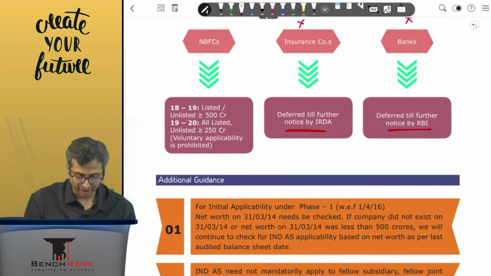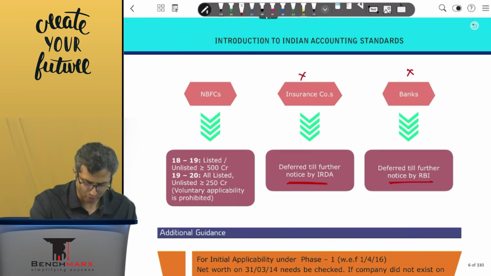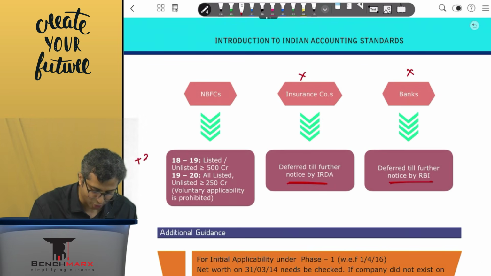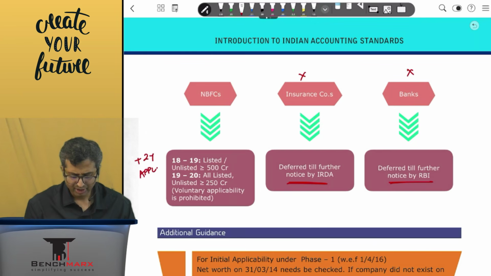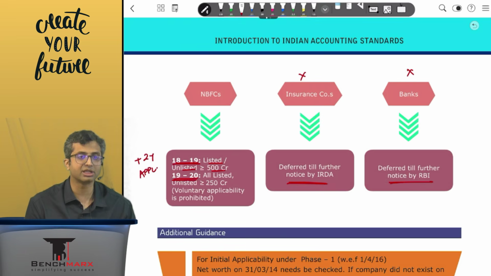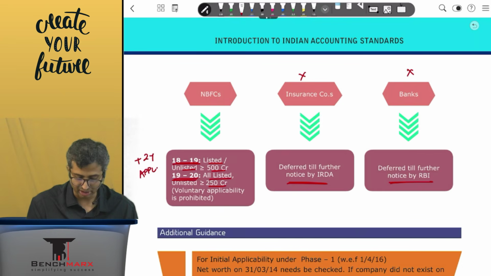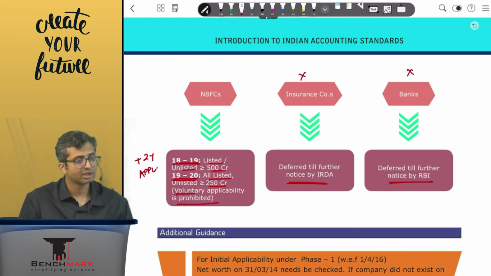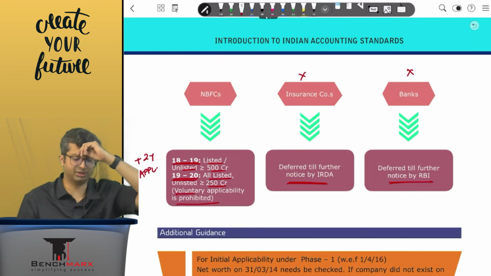So when I look at, for example, NBFCs, you can write down over here next to it a +2 year applicability, which means what happened in 16-17 will happen here in 18-19, listed or unlisted, having a greater than 500 crore net worth. What happened in the year 17-18 will happen in the year 19-20 over here, all listed and unlisted greater than 250 crores, and we have mentioned that voluntary application is prohibited. Are we clear with this?